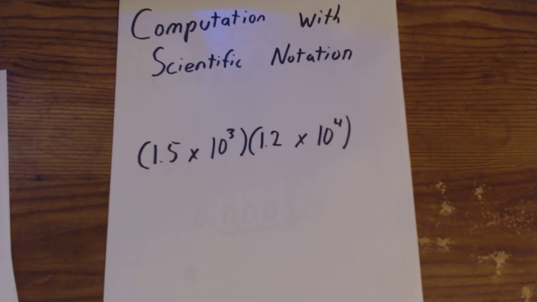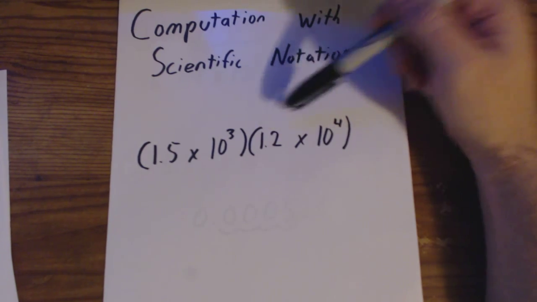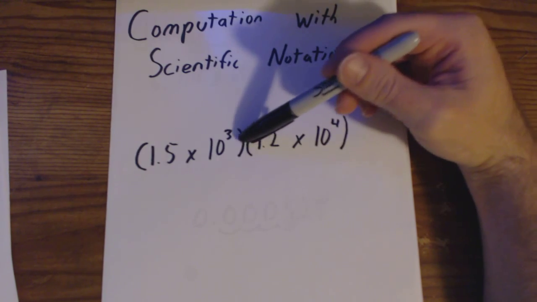Today we are talking about computation with scientific notation. Kind of rhymes, huh? So you're going to come up and have a problem something like this. You have a number in scientific notation and another number in scientific notation. Now remember, if there's two parentheses next to each other, it represents that they're being multiplied.